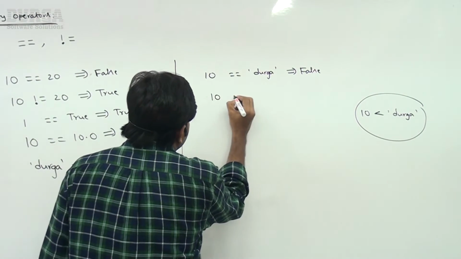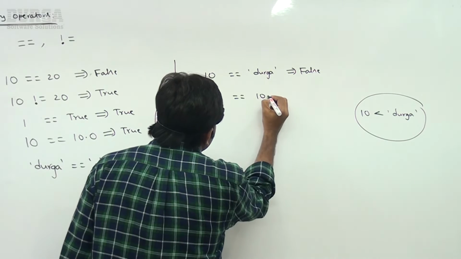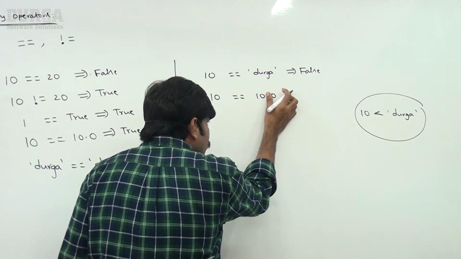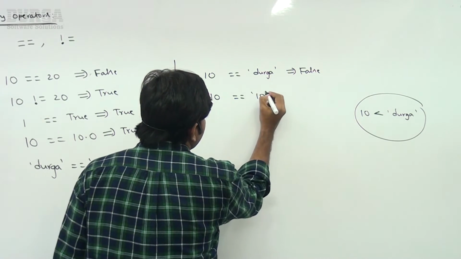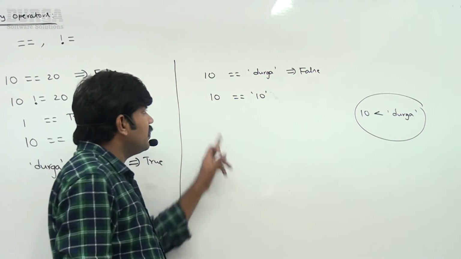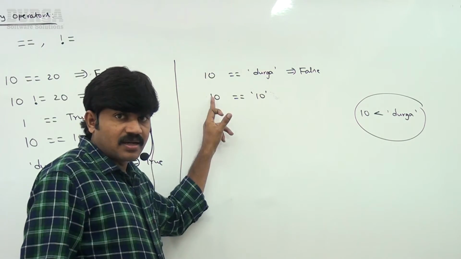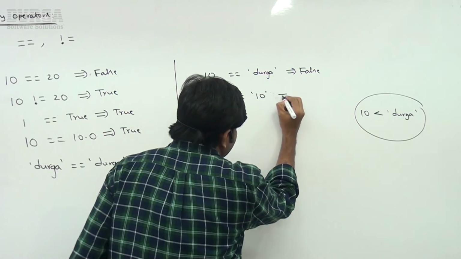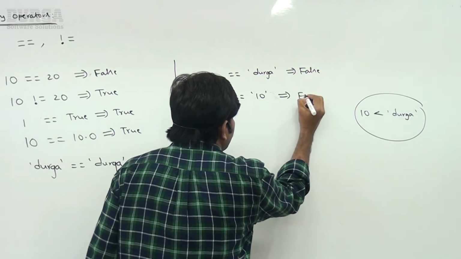Same way, 10 double equal to 10 only, but I'm taking it in string style. Observe, one is a number and the other is a string. What is the answer we are going to get? Now also it is false.